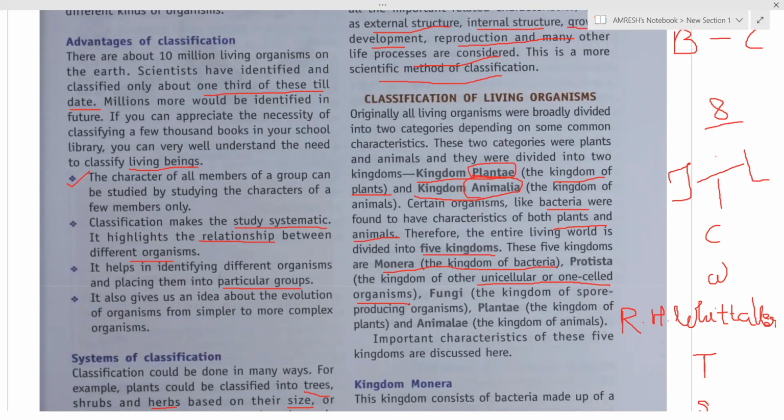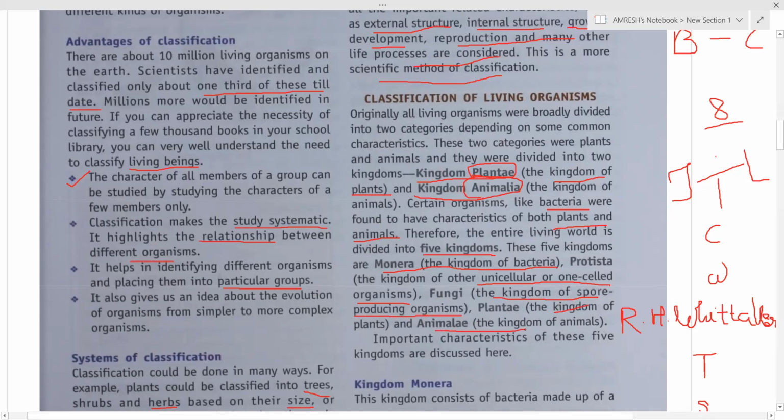So this difference Whittaker found in Monera and Protista, and he differentiated Monera and Protista on the basis of their cellular structure. Fungi, you can say, are unicellular and multicellular both. But what is the special feature of fungi? The special feature of fungi is they are spore producing organisms. They produce spores. And then the kingdom of plants and the kingdom of animals.